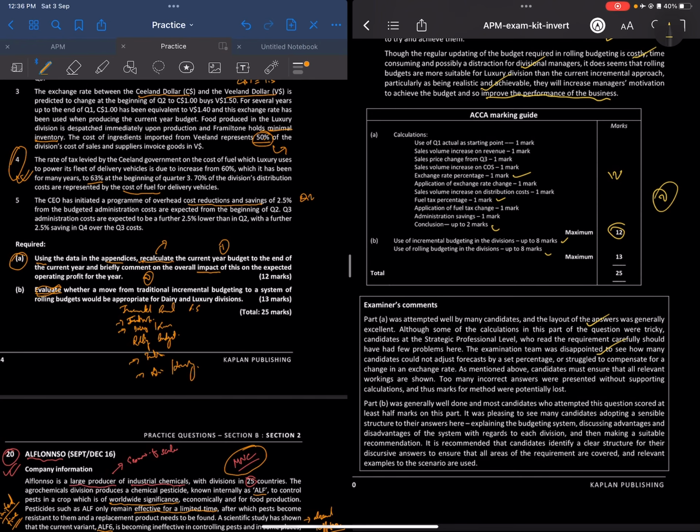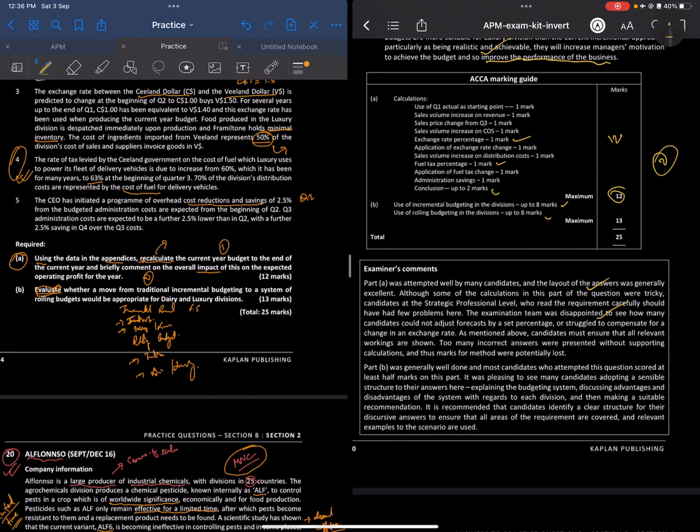Part B, right, was particularly well done. Most candidates who attempted this question scored at least half. It is pleasing to see many candidates adopting a sensible structure to their answer here, explaining the budgeting system, discussing advantages and disadvantages of the system with regard to each division, and then making a suitable recommendation. It is recommended that candidates identify a clear structure for their discursive answers to ensure all areas of the answers are covered and relevant examples from the scenario are used.